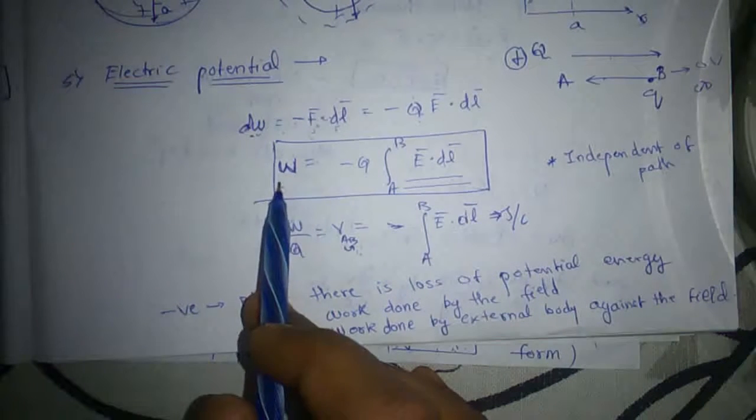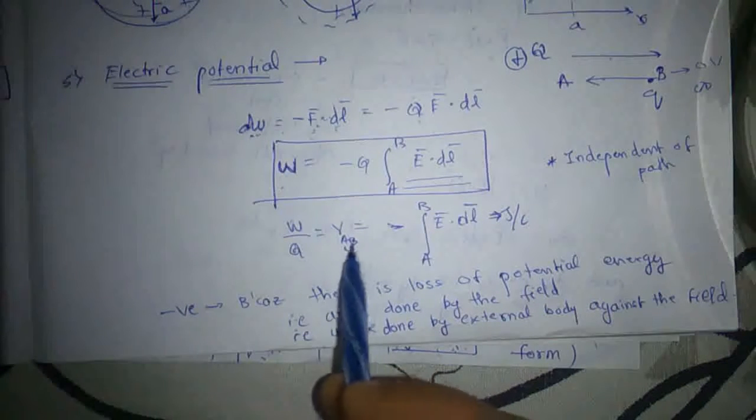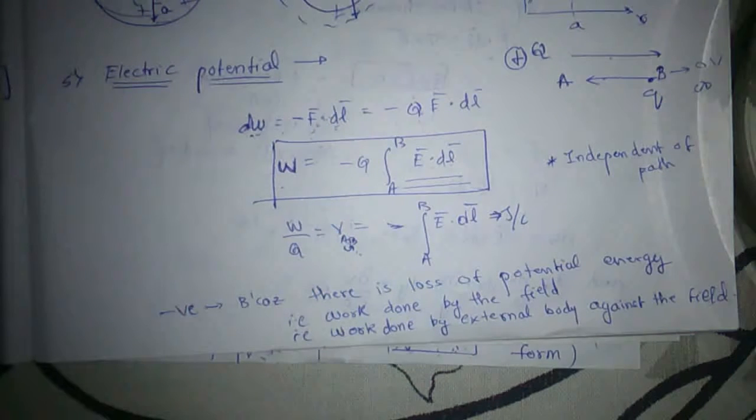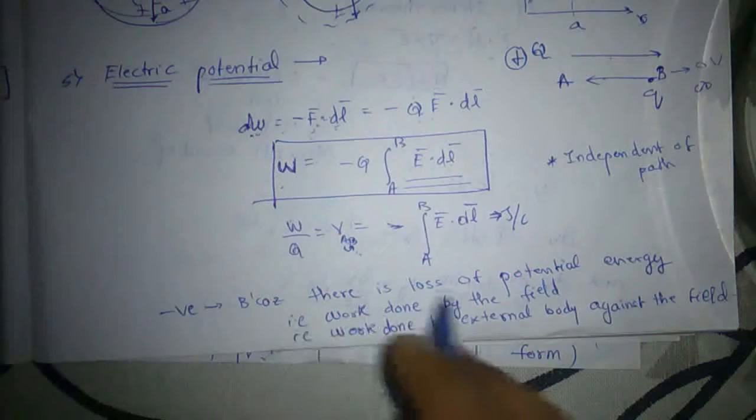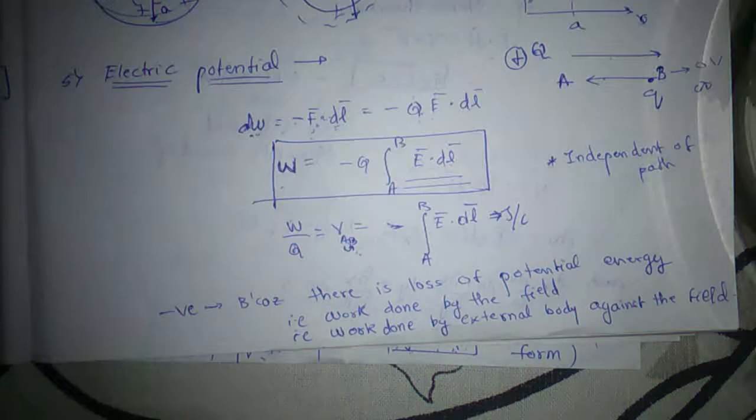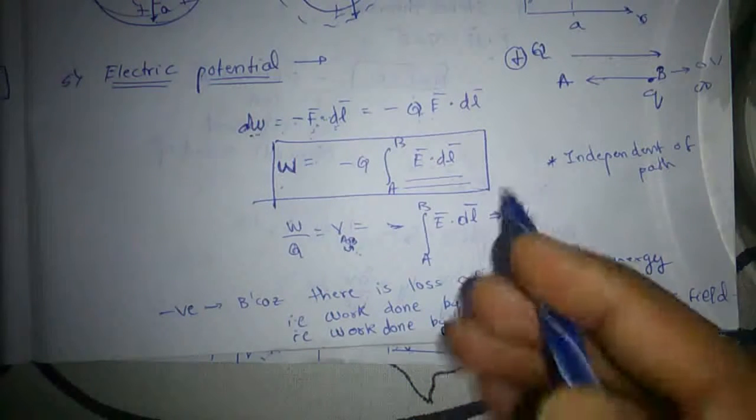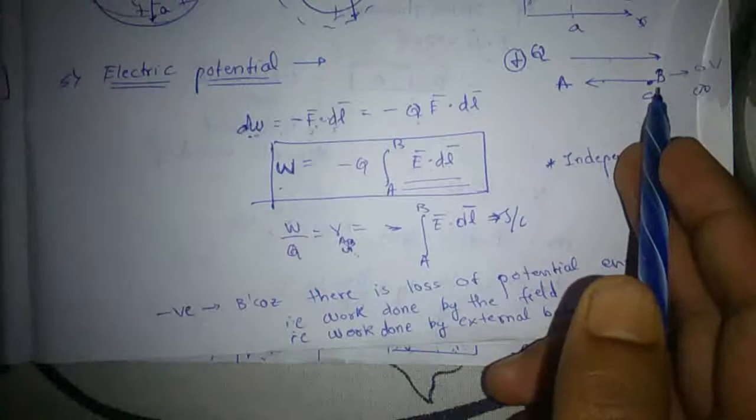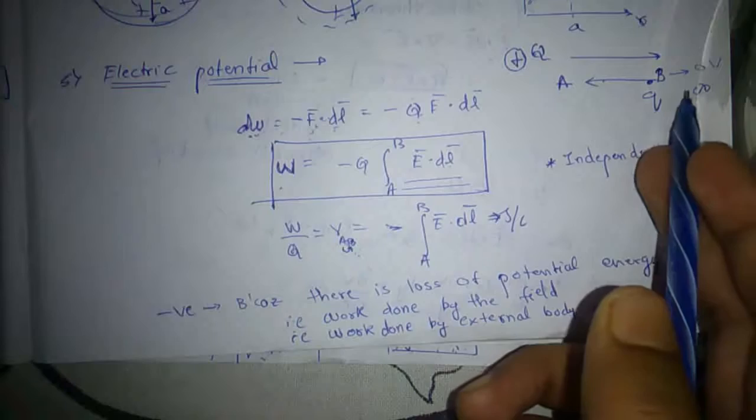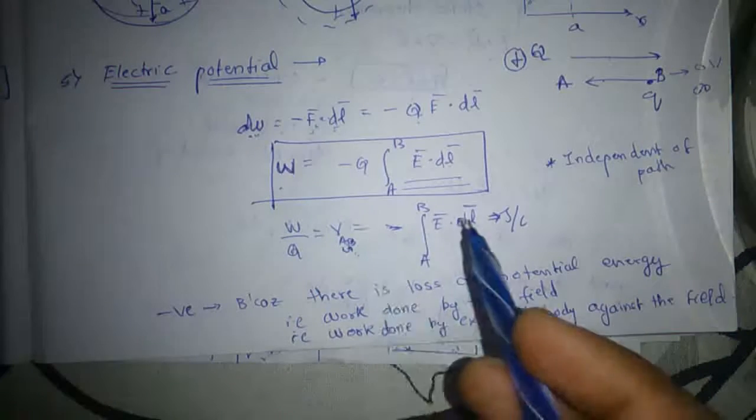And if we take Q on the left hand side, that is divide W by Q, we get the electric potential, right? So electric potential is nothing but the work done on a unit charge in bringing it from a particular position to a particular position. Usually the starting position is considered to be infinity. That is, suppose we are bringing the charge from B to A, we consider B at infinity, and therefore the potential at that point is 0 volt.